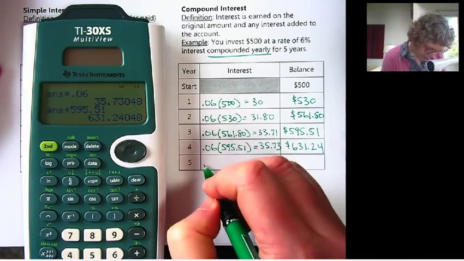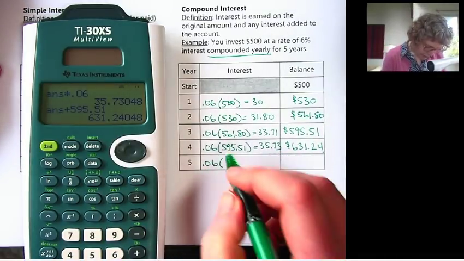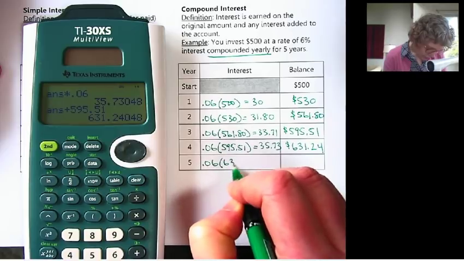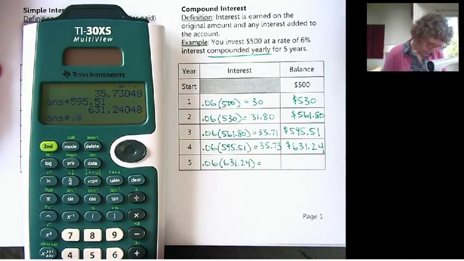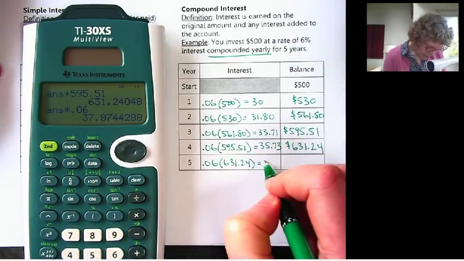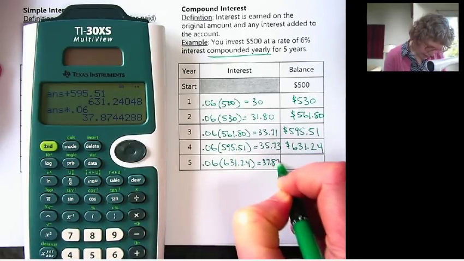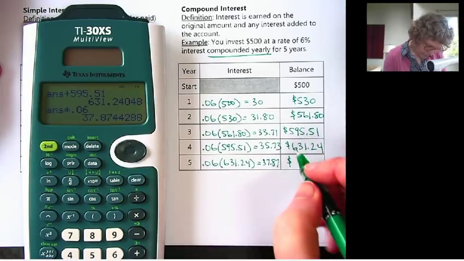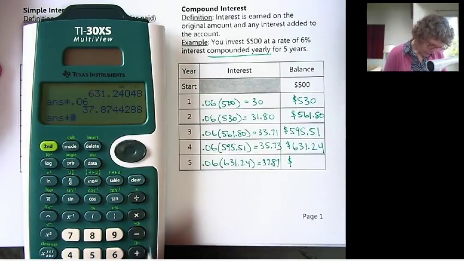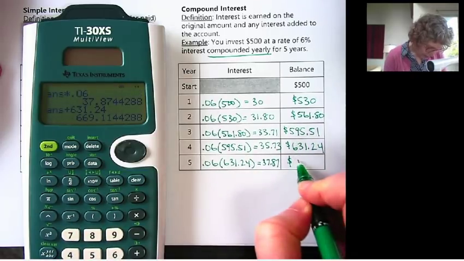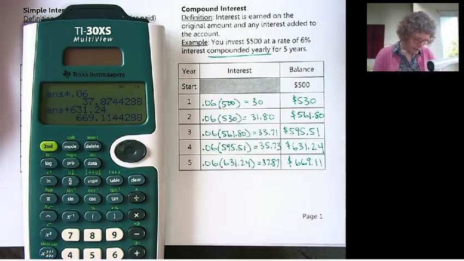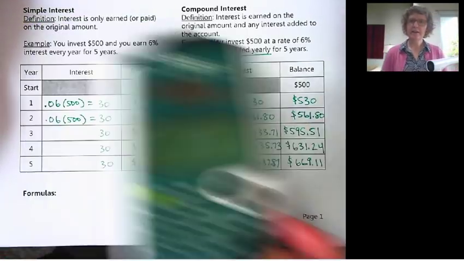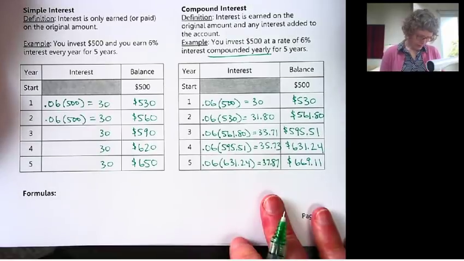Okay, and one more. 0.06 times our 631.24 times 0.06. 37.87 plus 631.24, 669.11. Okay, so now let's compare our two accounts.